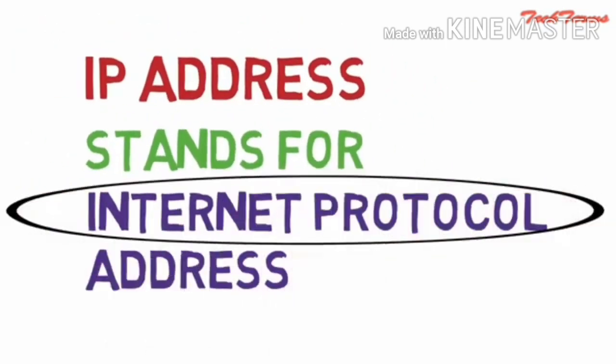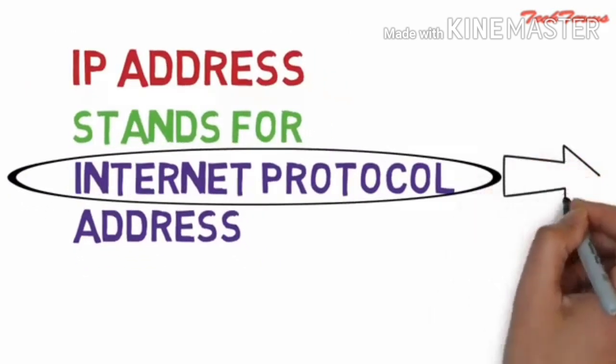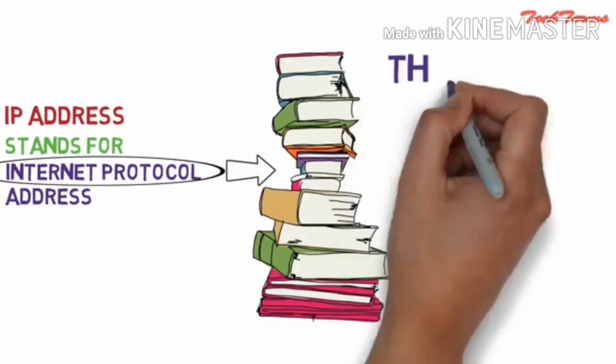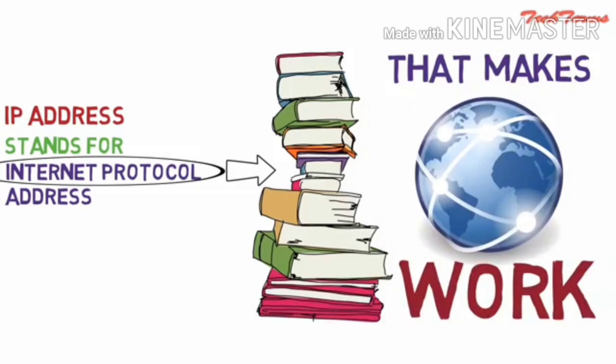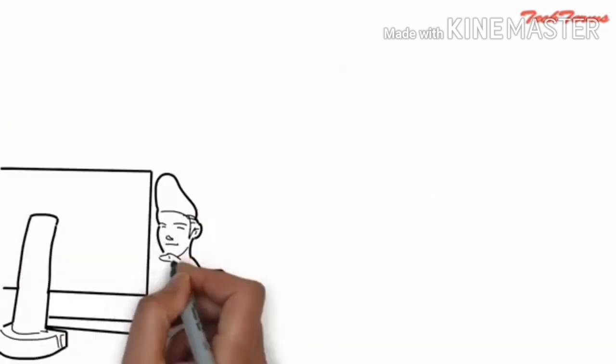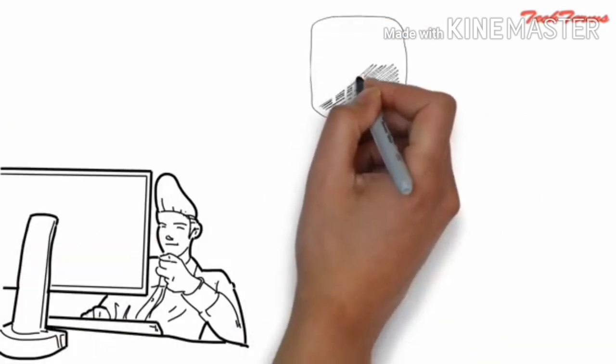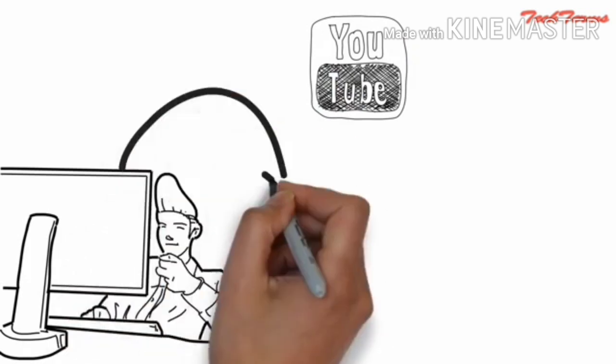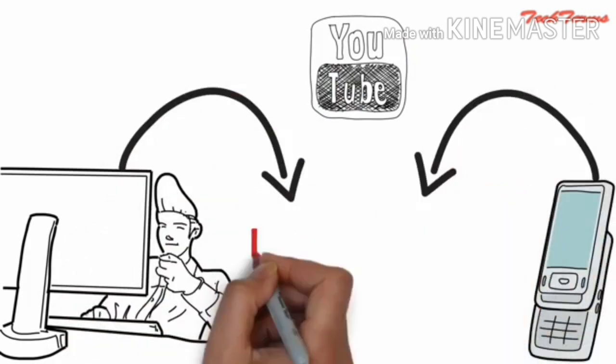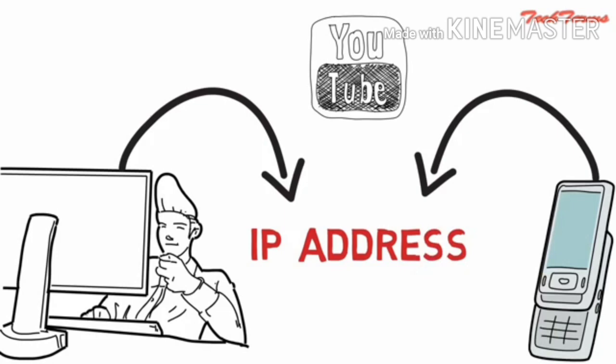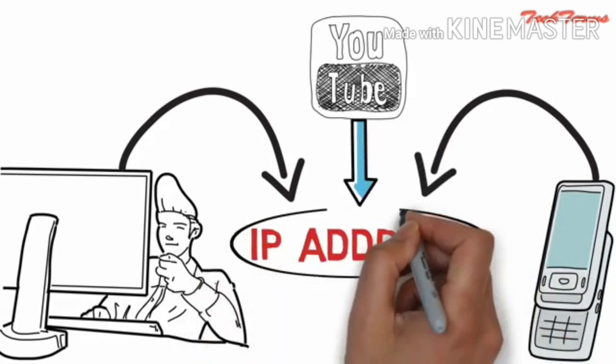But what does this mean? Internet Protocol is a set of rules that makes internet work. You are able to watch this video this time in YouTube only because your computer or your smartphone has an IP address, and YouTube is sending you all the data related to this video to this IP address.